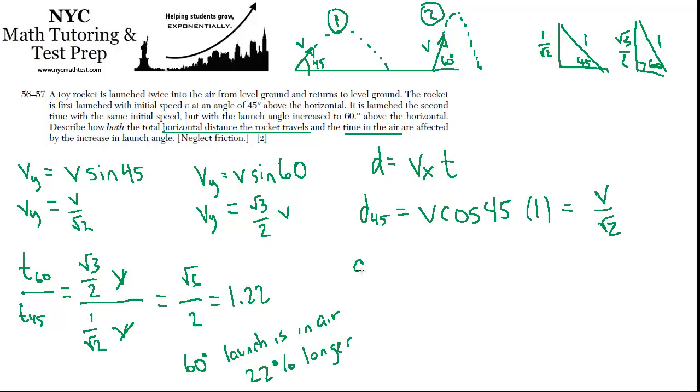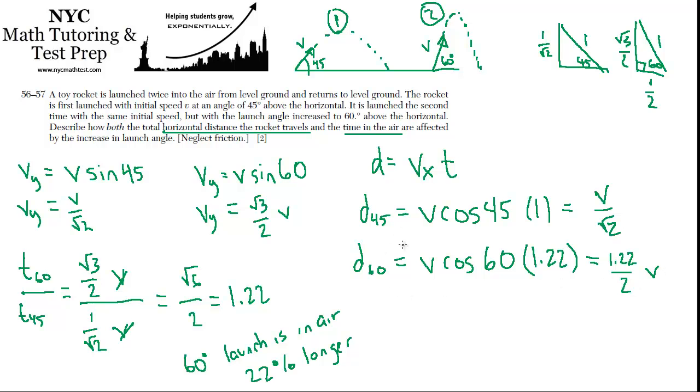And then the distance for the 60-degree launch angle will be V cos 60 times 1.22, because we're accounting for that larger time in the air. It's 22% more. So what's the cosine of 60? It's 1/2. So that's going to be V over 2 times 1.22. So I'll say 1.22 over 2 times V.